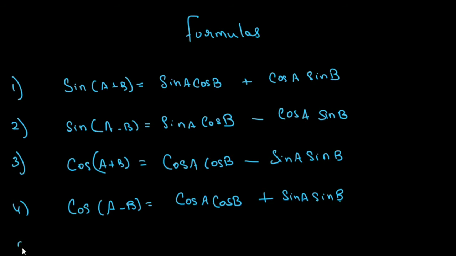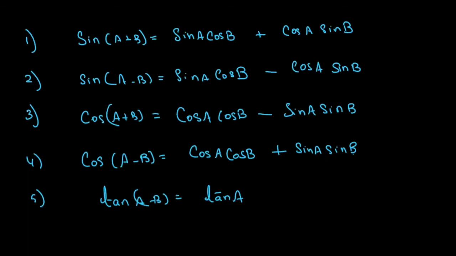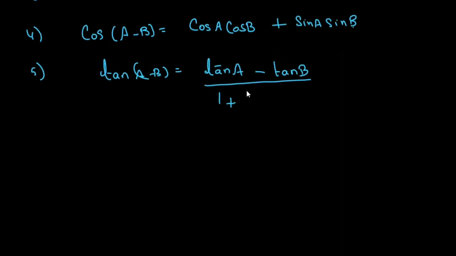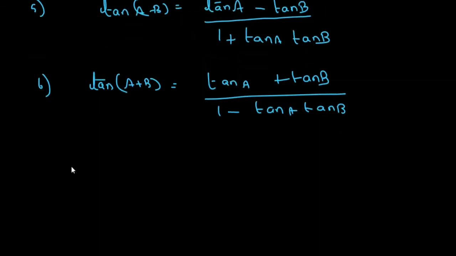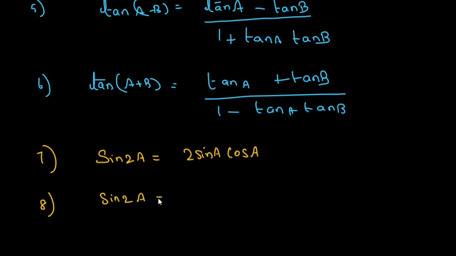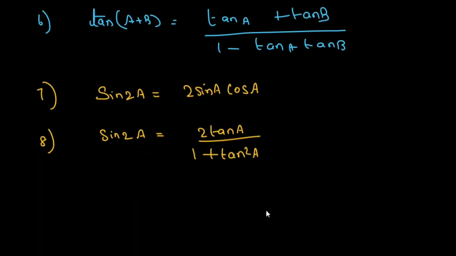Fifth formula is tan A minus B, which is tan A minus tan B by 1 plus tan A tan B. Next formula, tan A plus B, which is tan A plus tan B by 1 minus tan A tan B. Sin 2A is 2 sin A cos A. The eighth one, sin 2A is also equal to 2 tan A by 1 plus tan square A.